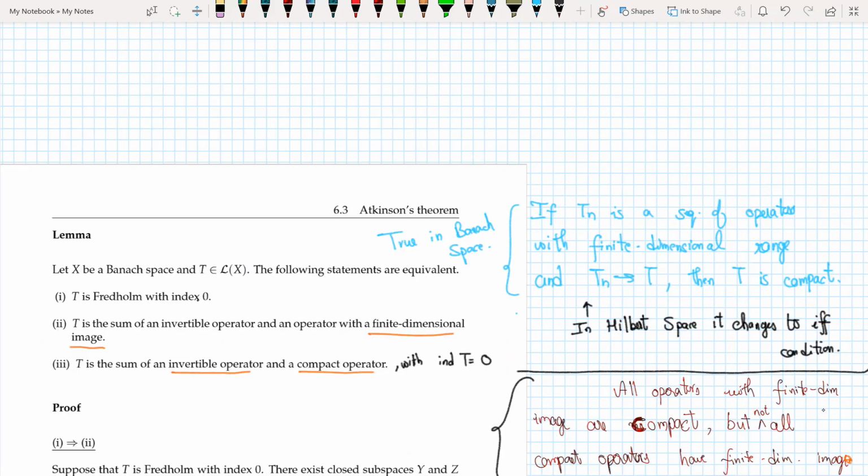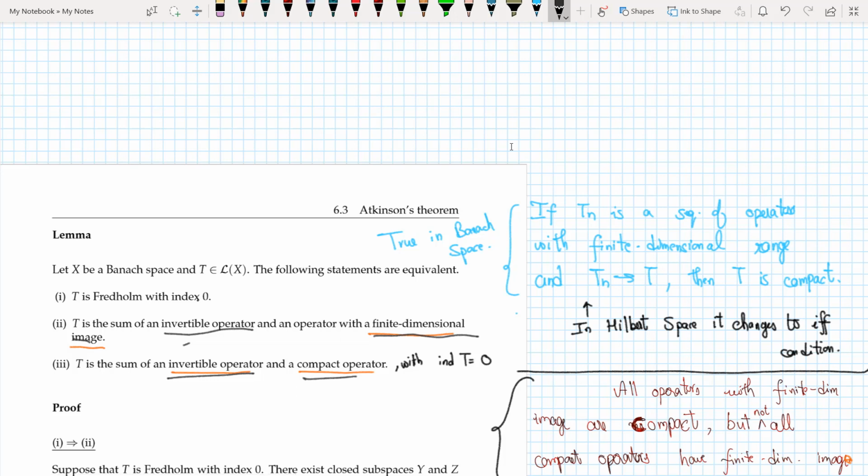So now we have this lemma. It says that let X be a Banach space and T belong to the continuous functions, L(X). Now the following statements are equivalent. So T is Fredholm with index 0 is the same as saying that T is the sum of an invertible operator and an operator with finite dimensional image. It is equivalent to saying that T is the sum of an invertible operator and a compact operator. Now of course the index of T is 0 all the time because one implies the other.